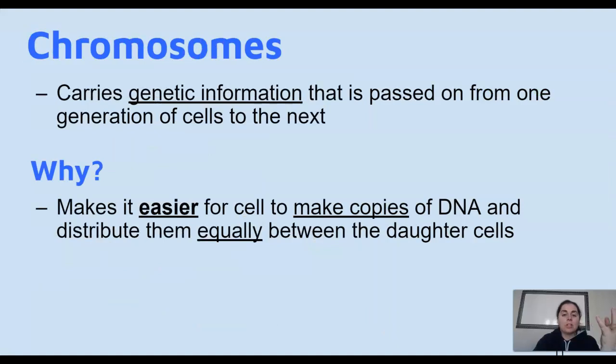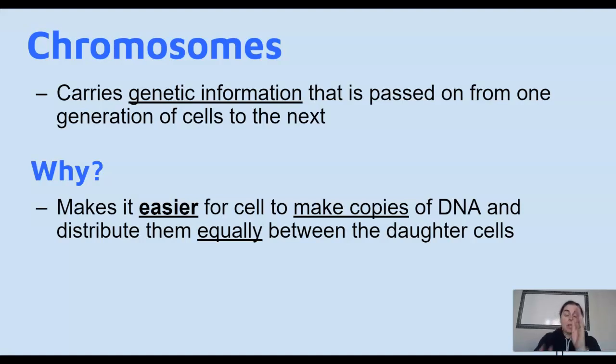Chromosomes are how genetic information is passed from one generation to the next. It is put into chromosomes because it's organized. It makes it easier for cells to make copies of their DNA when we get to the next part of our unit, which is that copying of DNA.